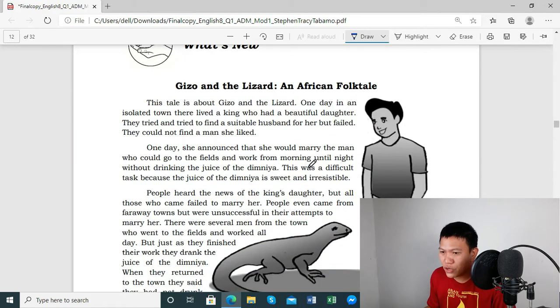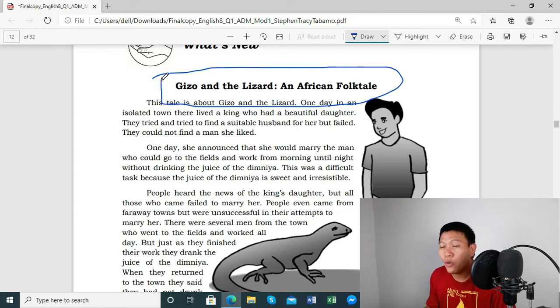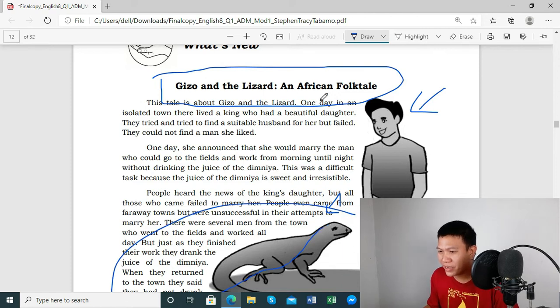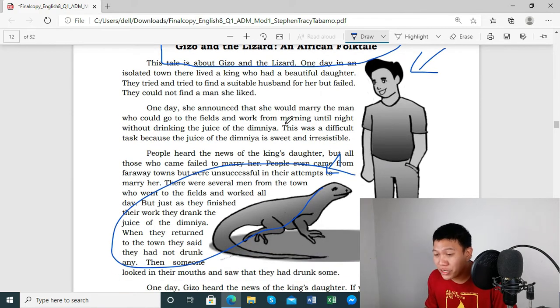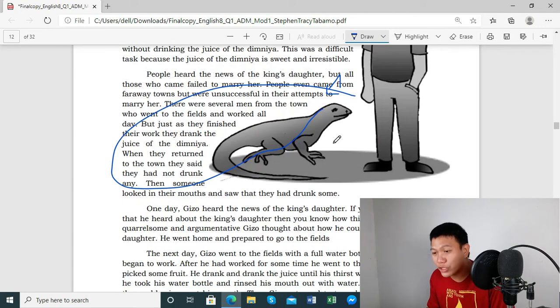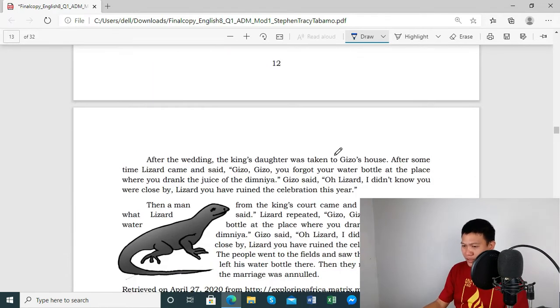For the first activity, you are to read Gizzo and the Lizard, an African folk tale. A while ago, you read African Child. It's a poem. Now you will be reading a folk tale, and the folk tale is about Gizzo. So all you have to do is to read it. Every time you encounter a difficult word, you can use your dictionary. Your phones may have dictionaries. You can use them in understanding the word so that you will understand the folk tale given.